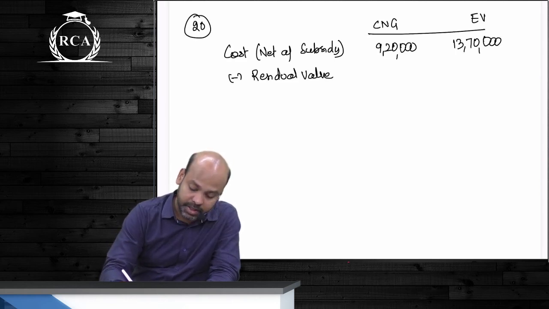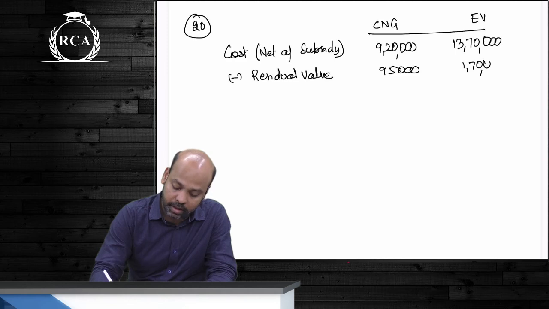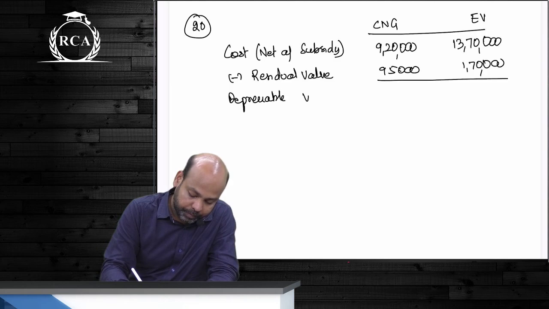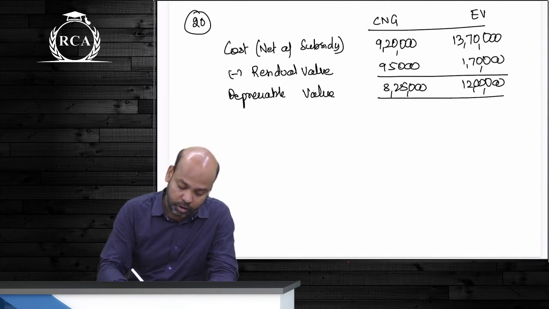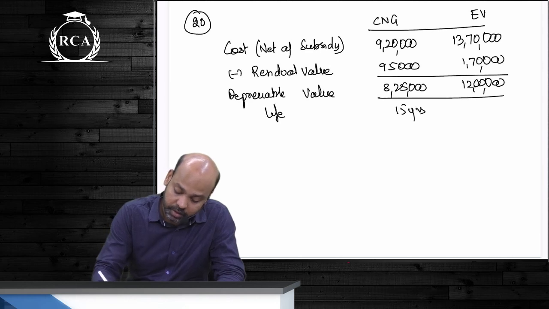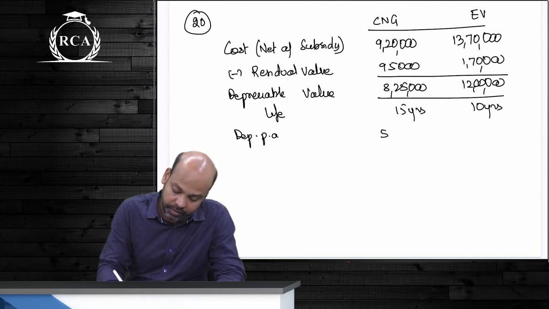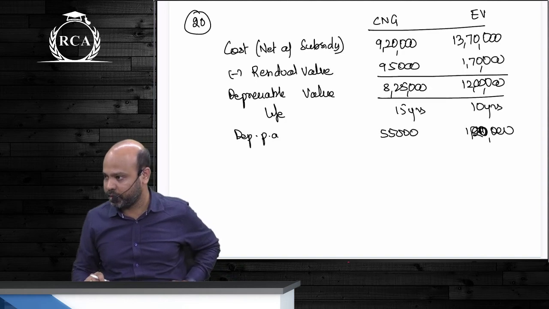Residual value, beta, is how much, guys? First case, 95,000. This is 1,70,000. So what is the depreciable value? 8,25,000. 12 lakhs. This is the depreciable value. Should we also compute depreciation here, beta? This is how much, beta, life? 15 years. This is depreciation per annum, how much will it be? 55,000. This is per annum, beta, and this is 1,20,000. Later we will write per month when we present monthly cost statement.